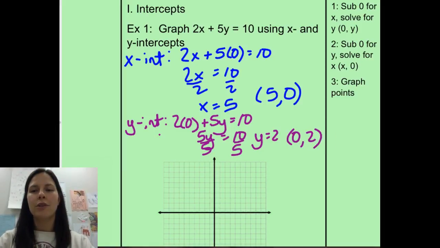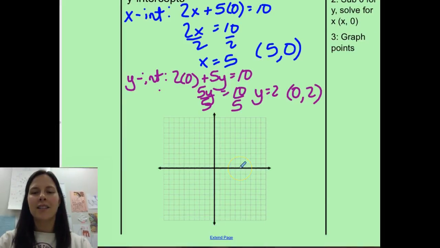Make sure those ordered pairs are in the correct order so that when you go to graph them, you place them in the right spot on your graph. Our x-intercept is 5, 0, so that's where we are on the x-axis. Our y-intercept was 0, 2, so that's where we are on the y-axis. And then as best we can, we get a nice straight line through those 2 points.